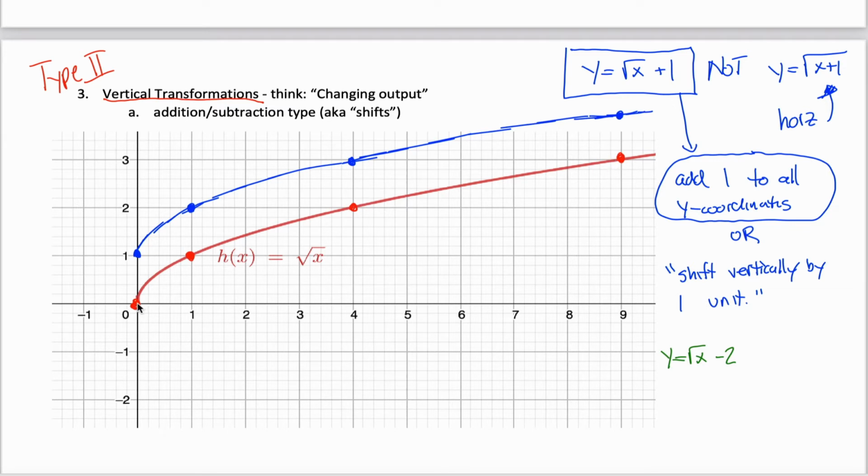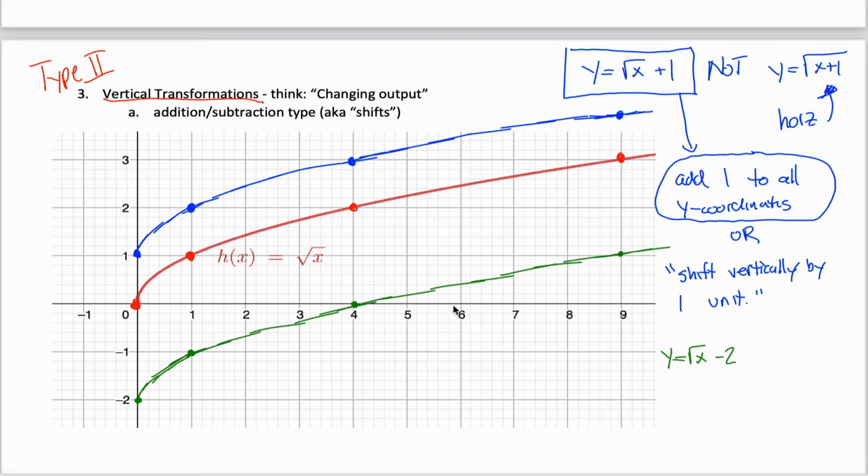And if that's what you'd guessed, you'd be 100% right. This point currently has a y coordinate of 0. I want it to have a y coordinate of negative 2. Note that I'm not changing its x coordinate at all. It's not moving left and right, just up and down, because I'm only changing the y coordinate. This y coordinate is at positive 1. Positive 1 minus 2 is negative 1. This y coordinate is at 2. 2 minus 2 is 0. And this y coordinate is at 3. And 3 minus 2 is 1. I connect the dots, and I get this graph in green.